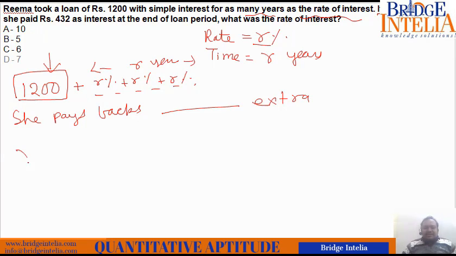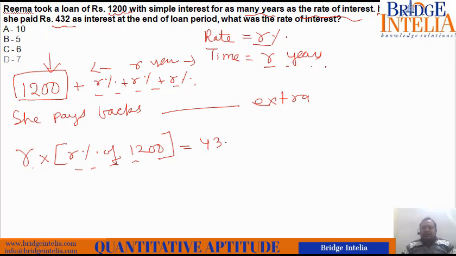So you can say that R multiplied by R% of 1200, because each year she is paying R% of 1200, and she has paid the loan back for R years. So this is the total interest, the additional amount she is going to pay back to the bank, and this is given to be equal to 432. So let's solve this. So R into R%, so R by 100 into 1200 is equal to 432. So based on this we have to find out the value of R, the rate of interest.